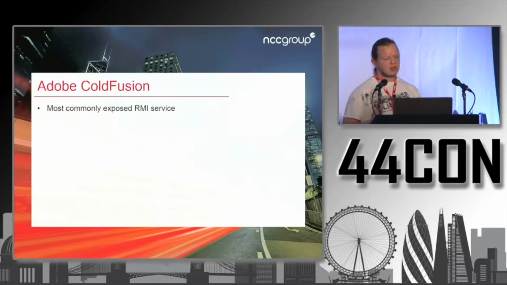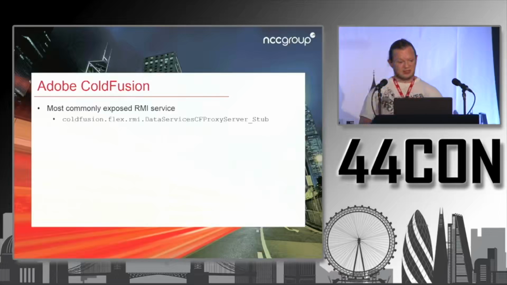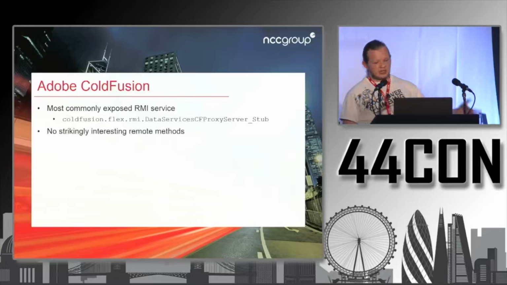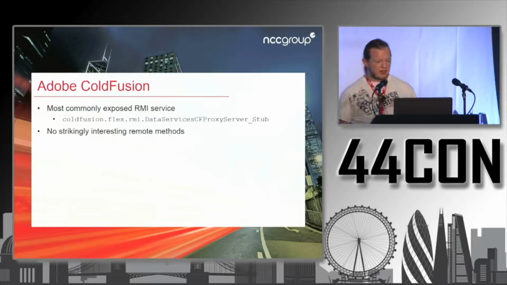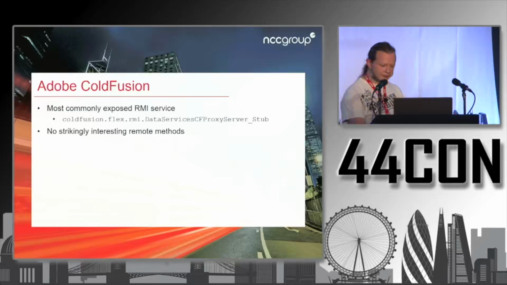So the most commonly exposed RMI service that I saw on the internet while I was doing these scans was Adobe ColdFusion, which exposes a class ColdFusion.flex.rmi data services CF proxy server stub. And I installed ColdFusion in a VM, I had a look around, I decompiled the jars, and I didn't find any really interesting remote methods, not like the other targets I looked at where I had authenticate, I had read file and all this kind of stuff.